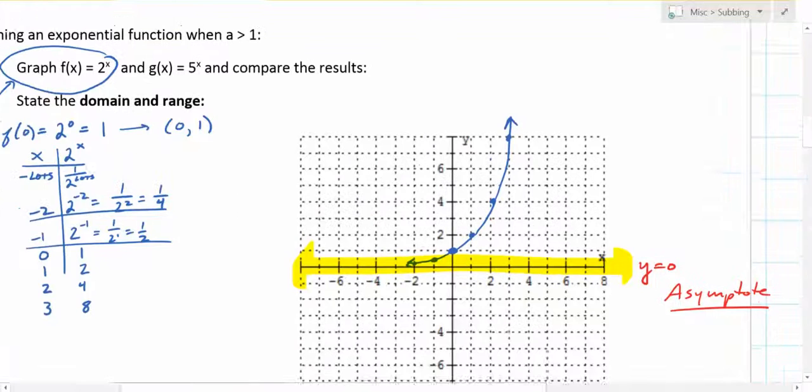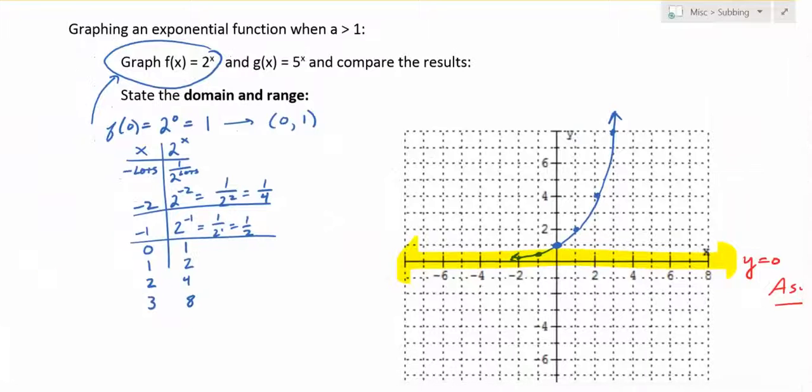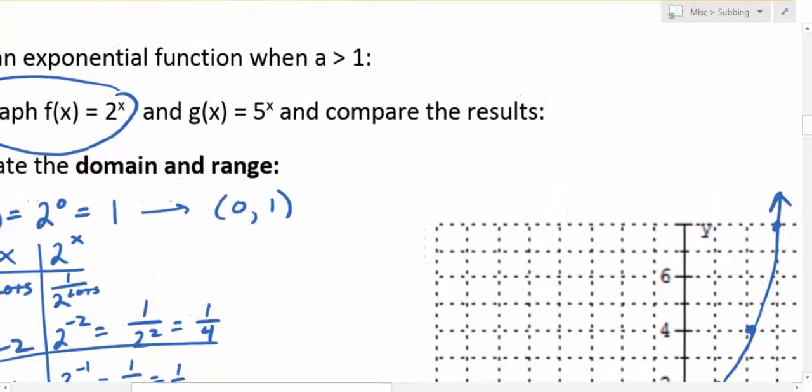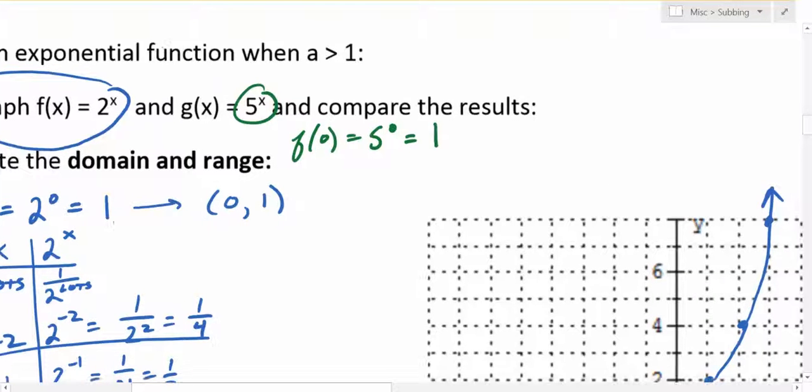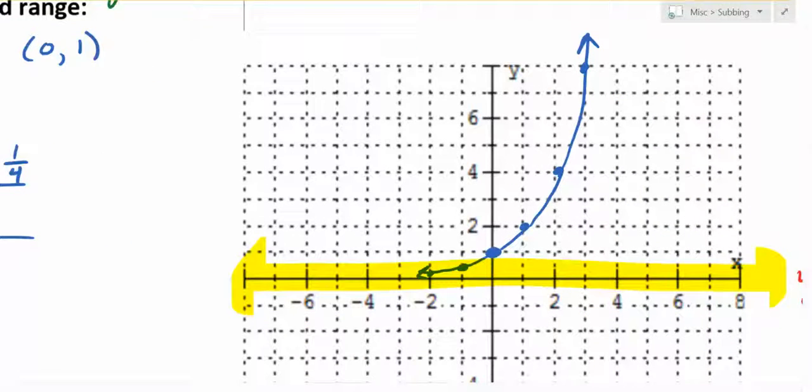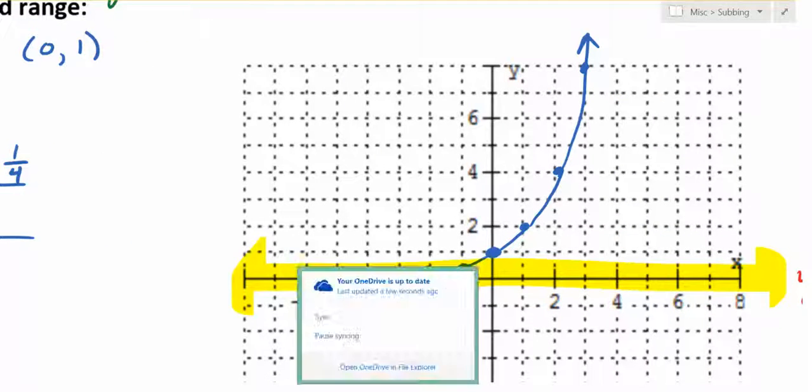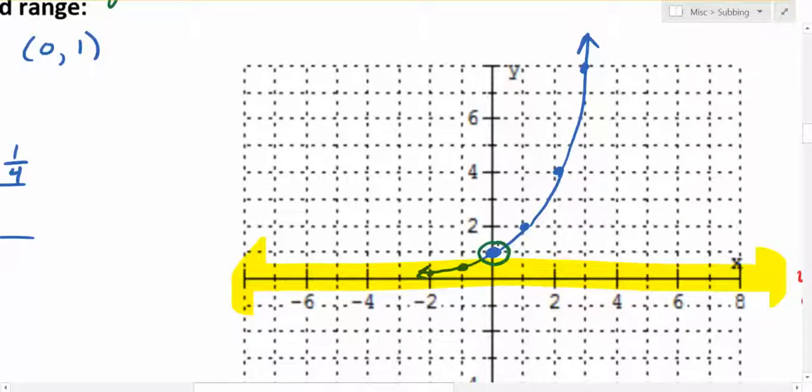Now, what about 5 to the x? Is there any difference in how we go about graphing it? No. So what's a great place to start? Plugging in x equals 0. So f of 0 is 5 to the 0, which is still 1. So this one will share a point with this one. Where's the only point it intersects? It intersects right here at (0, 1).